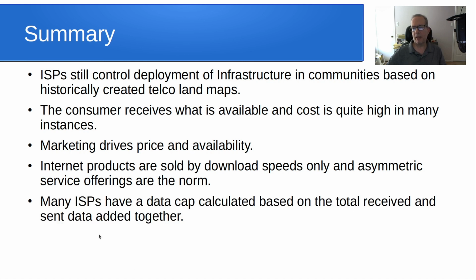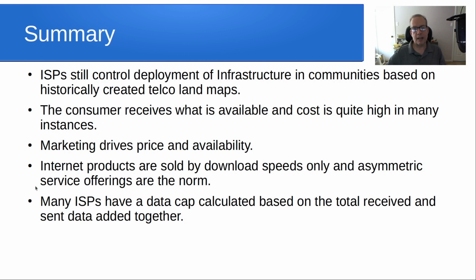So many ISPs have a data cap calculated based on total received and total sent data added together. And that's what Xfinity does. So when my data of 191 gigabytes has been logged so far this month, what it actually is, is the total number of gigabytes that I have downloaded and the total number I have uploaded added together. So it's not just what I've downloaded. So you get to that number a lot more quickly. And that's why data caps to me just really aren't fair.